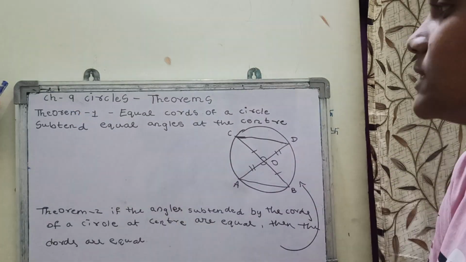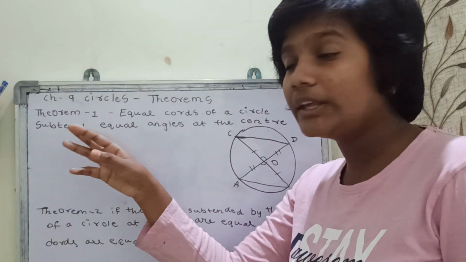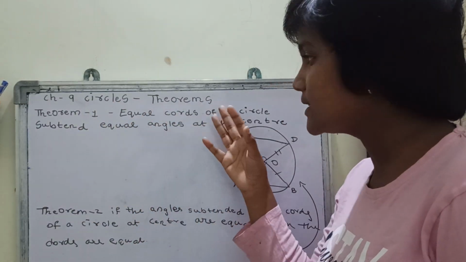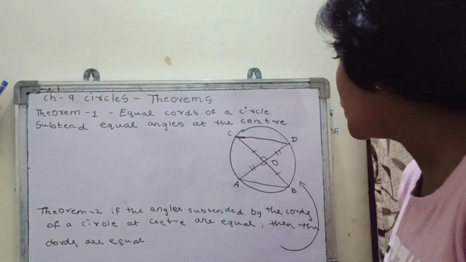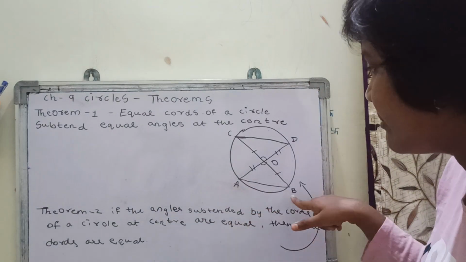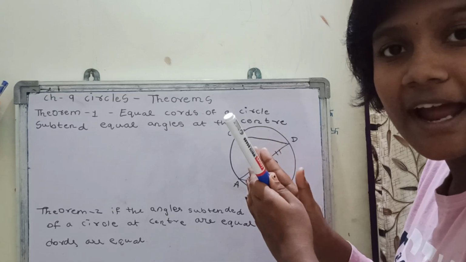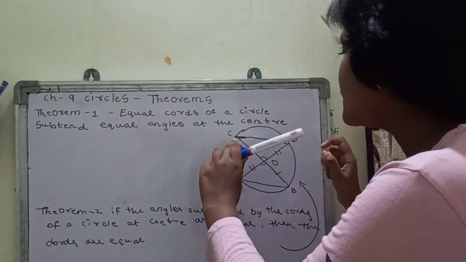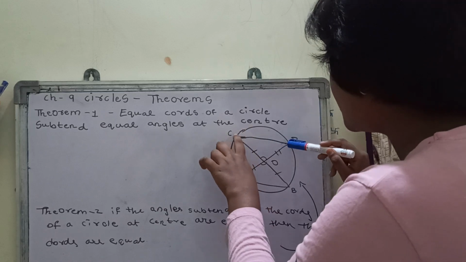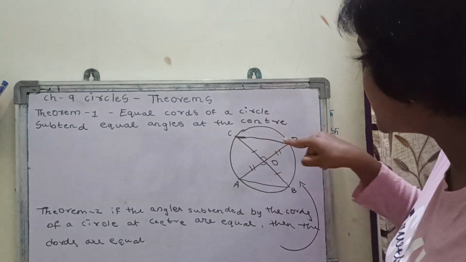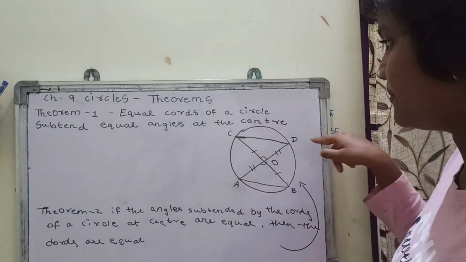So the first theorem states that equal chords of a circle. First we need to know what chords are. Here you can see AB and CD, which attach to two sides of a circle. On the remaining part of the circle they are attached at two points. So these are chords, like AB and CD.